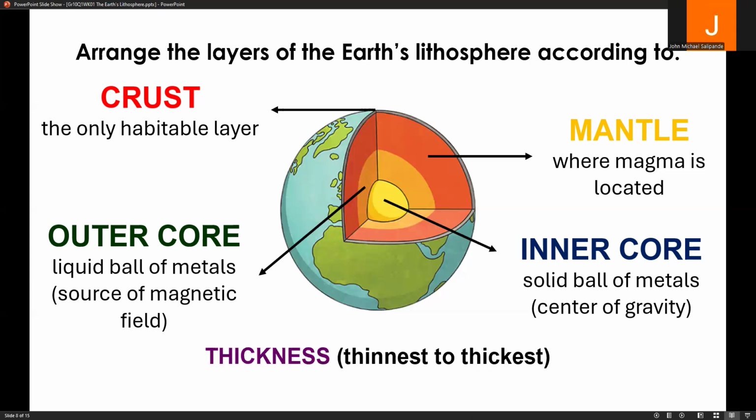Next, how about thickness? When we arrange the layers in terms of thickness, we arrange it from thinnest to thickest. So judging by their edges, crust happens to be the thinnest, followed by the inner core, and then outer core, and the thickest is mantle.